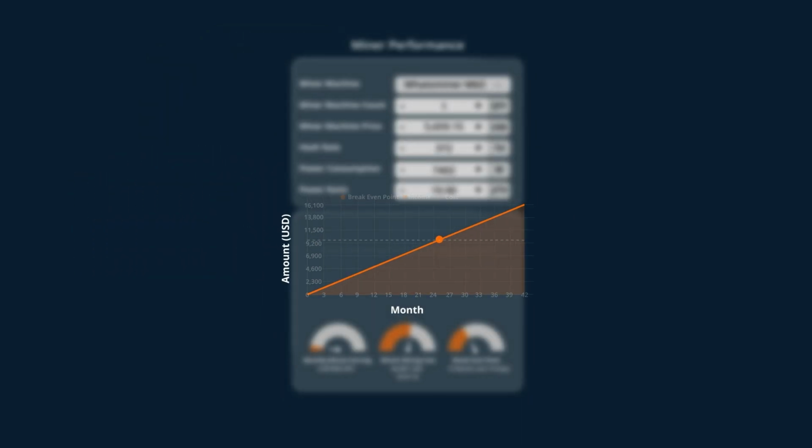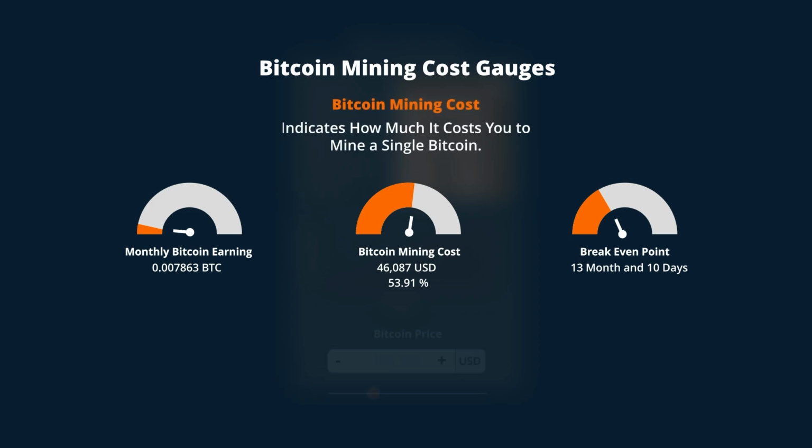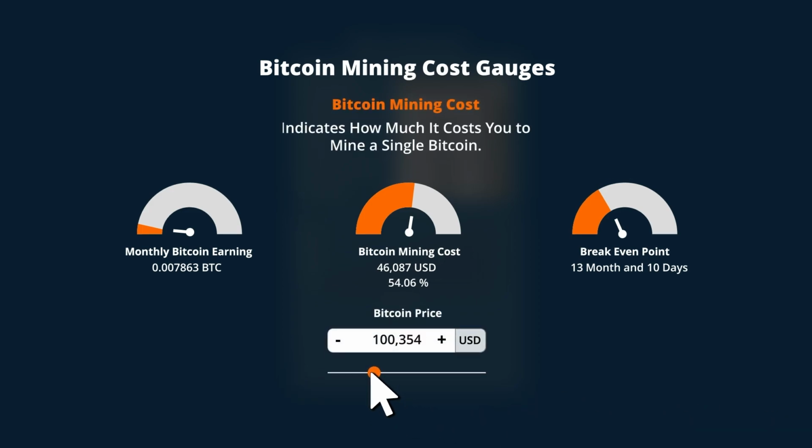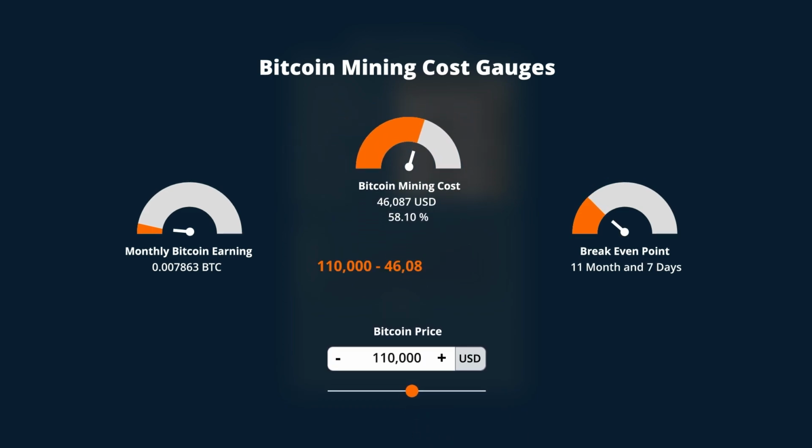Below the chart, you'll find 3 useful gauges. The Bitcoin mining cost gauge indicates how much it costs you to mine a single Bitcoin. This helps you easily compare your costs to the current market price. And that's the real power of mining. You're always aiming to get Bitcoin cheaper than buying it directly on exchanges.